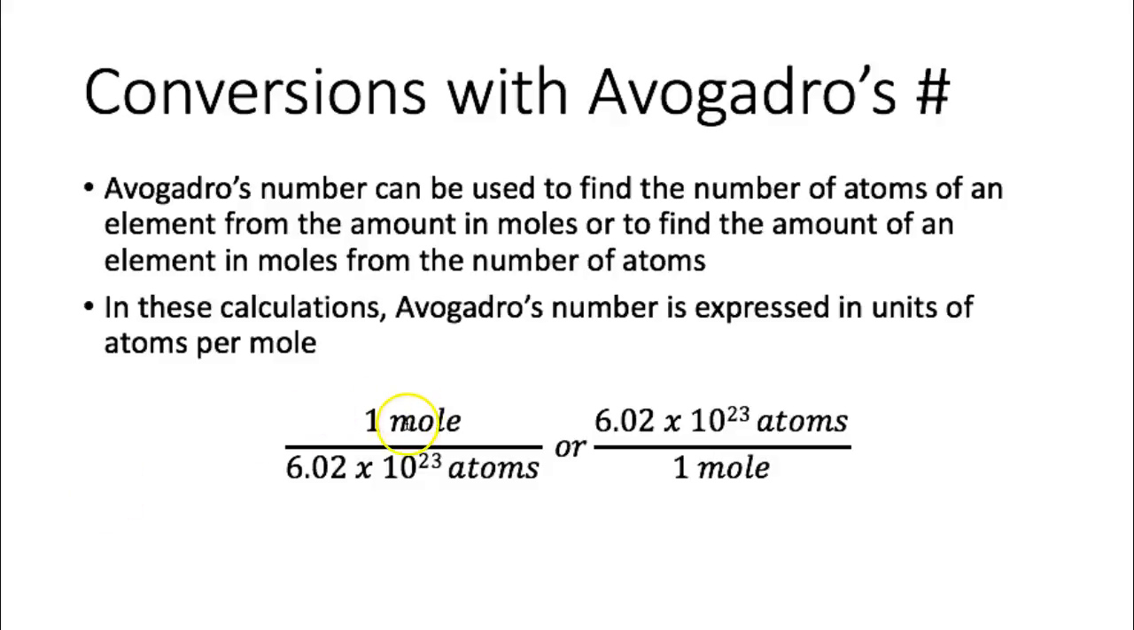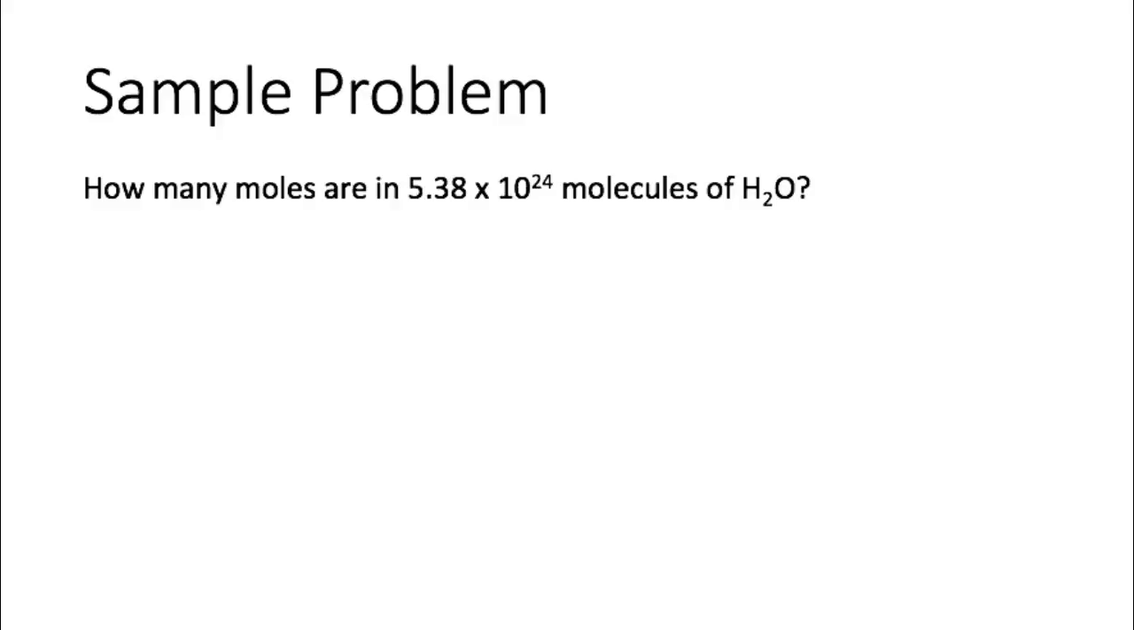So we can have 1 mole per 6.02 times 10 to the 23rd atoms, or 6.02 times 10 to the 23rd atoms over 1 mole. Let's look at how we solve a problem using Avogadro's number. How many moles are in 5.38 times 10 to the 24th molecules of water? We want to start with what we're given. We're given 5.38 times 10 to the 24th molecules of water.